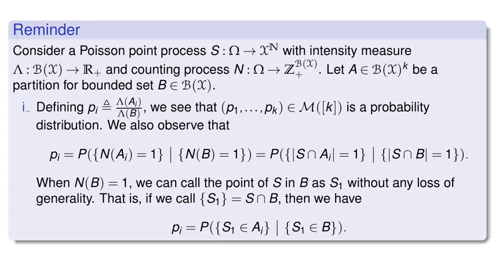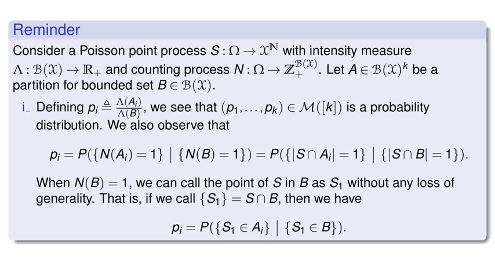Let's pause for a reminder. We have our Poisson point process S with intensity measure lambda and counting process N, and A is a k set partition for a bounded set B. First, if we define p_i as lambda of A_i divided by lambda of B, we can see that the vector p_1 and so on till p_k forms a probability distribution as its components are non-negative and sum to 1.